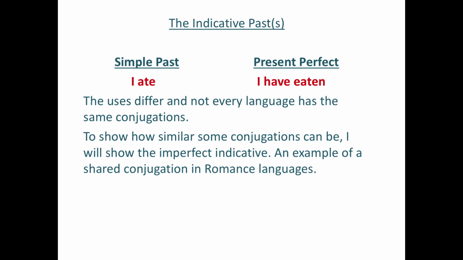I put pasts in plural because we're going to be talking about basically the English simple past and the present perfect in English. So the simple past being I ate, and the present perfect I have eaten. The uses of these differ, and not every language has the same conjugations, nor the same uses. So to show a similarity with the conjugations and the uses of verb tense in the Romance languages, we're going to start with the imperfect indicative.